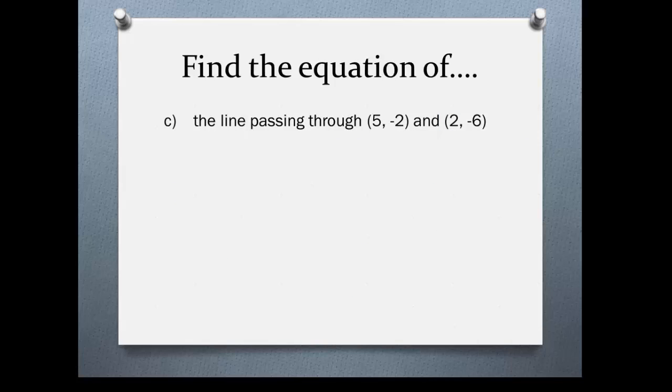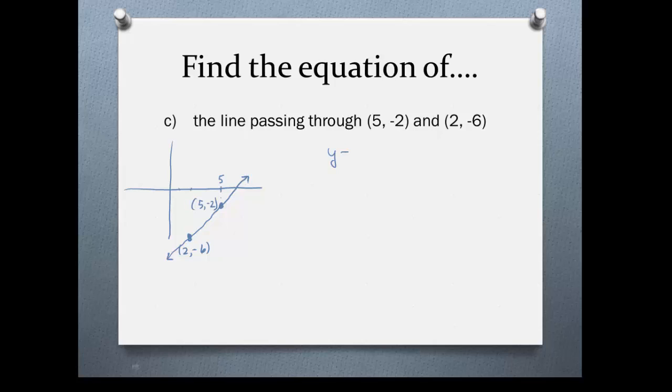And the last question here, find the equation of the line passing through 5, negative 2 and 2, negative 6. Now this one doesn't appear to give me a y-intercept because neither of those x coordinates are 0. So I'm just going to roughly sketch this. 5, negative 2 and 2, negative 6 would be down here somewhere. So I've got a line going something like this, and I'm intentionally drawing a very rough sketch here. So neither of these points are the y-intercept.